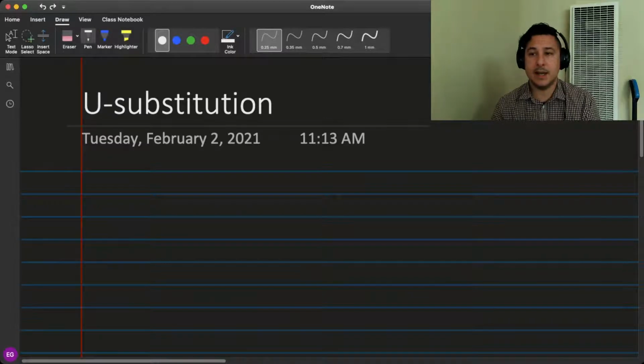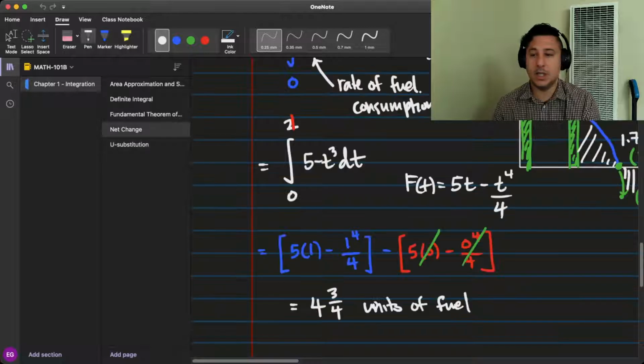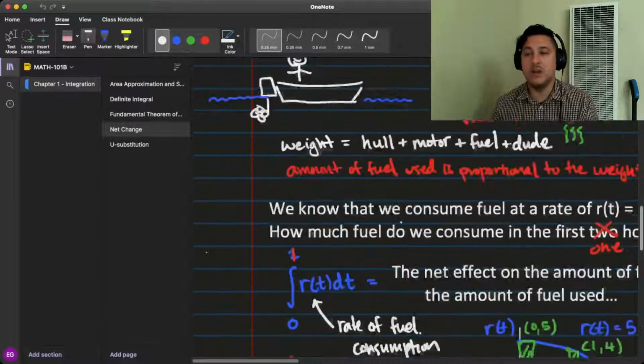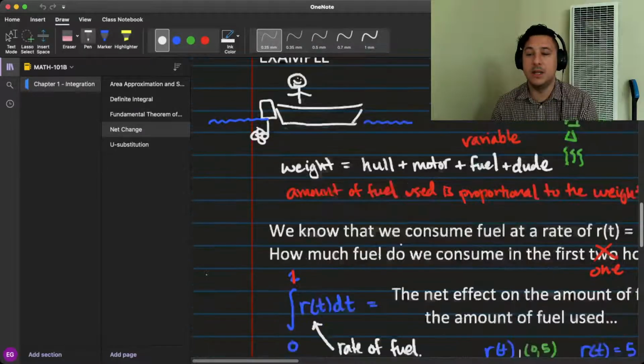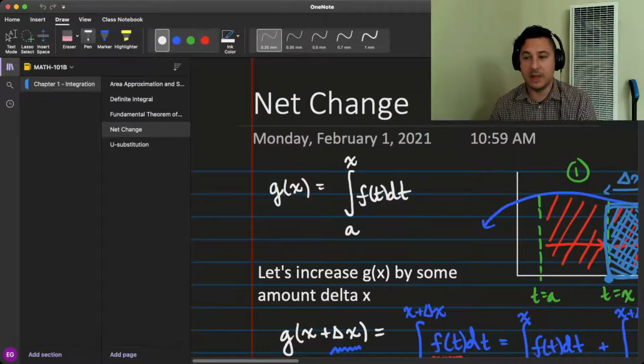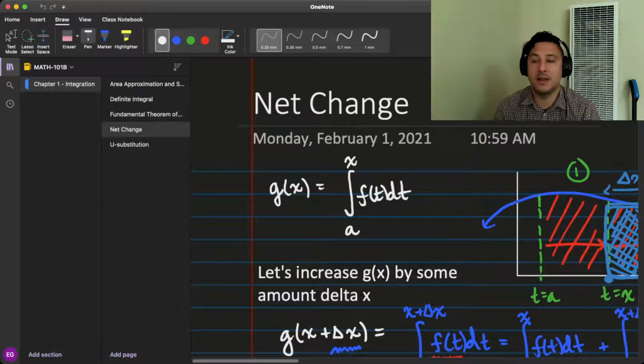So last class, we talked about net change. We talked about what happens when you integrate a function, or when you have a function defined by an integral. That's the better way to say it. So if you have a function defined by an integral, we find out that the function inside of the integral is the rate of change, and how that works.